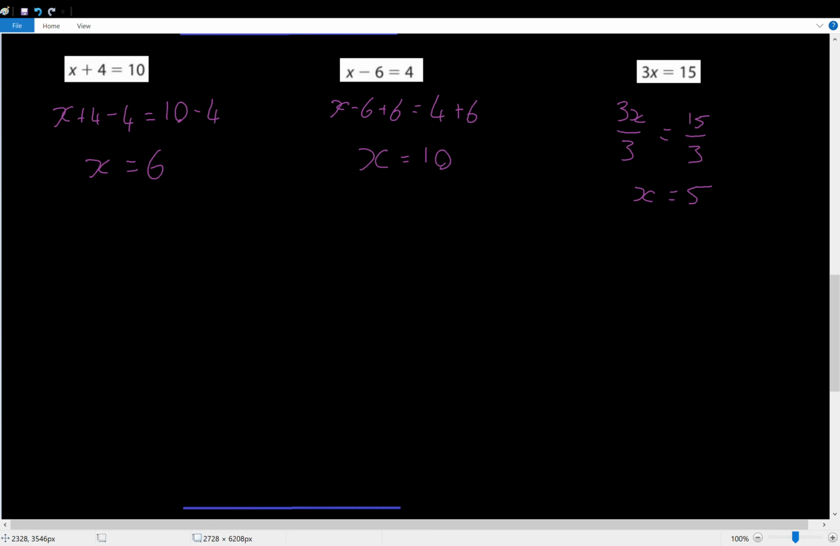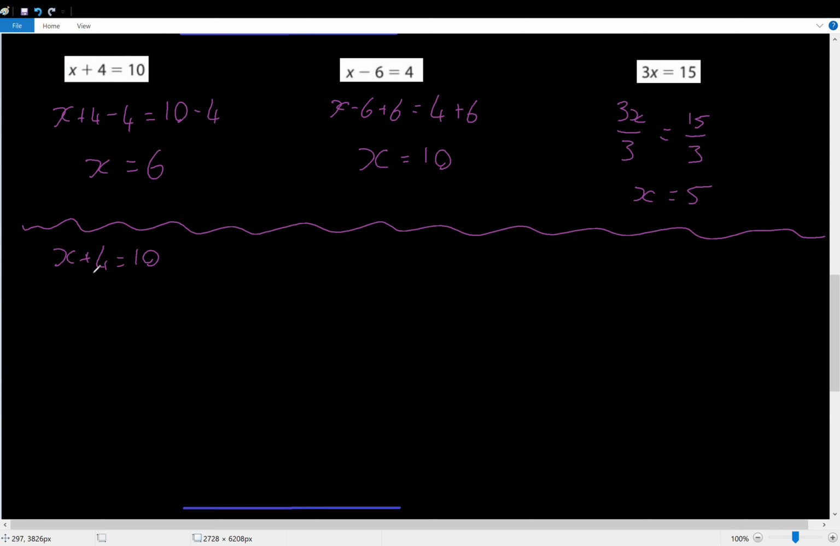Now, you might have spotted this as we went through, but there is a little shortcut method that we typically do in these situations. So we're going to take a look at each question again, but this time approaching it a slightly different way. So we have x plus 4 is equal to 10, like that. Now, we're still doing the exact same thing as above, but we're just treating it slightly differently this time. We want to get x on its own.